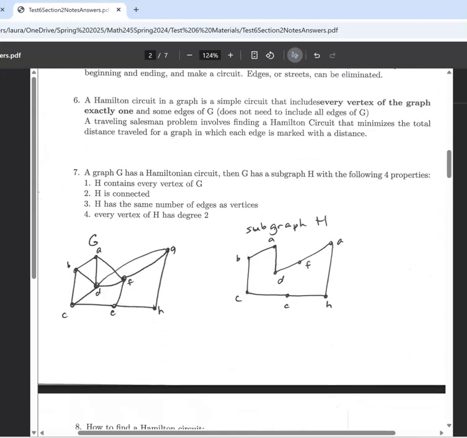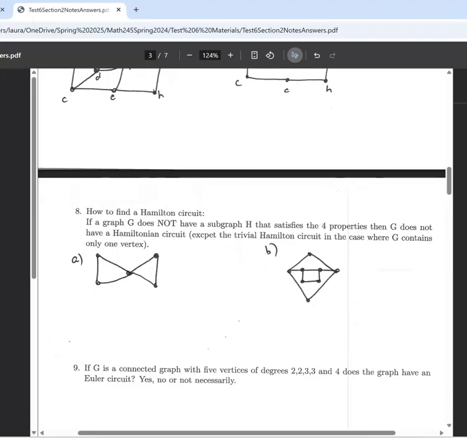Okay, so Hamilton was the salesman. He wanted to visit every town once, right? You can't make up a new street. If this is going to be the graph, and it's going to have a subgraph that touches every city once, I'm going to have to be able to eliminate streets, right? That's what the edges are, streets. So let's look at this one. Is it possible for me to eliminate streets but still get to every vertex and have a circuit, which means it ends and begins at the same place?